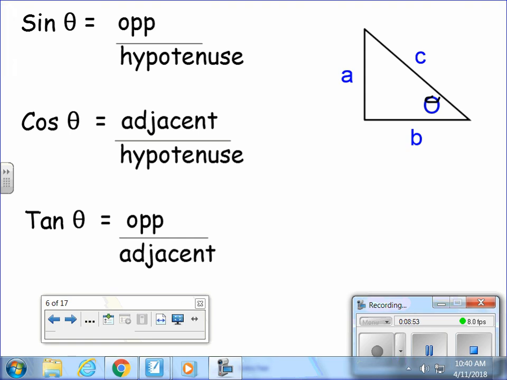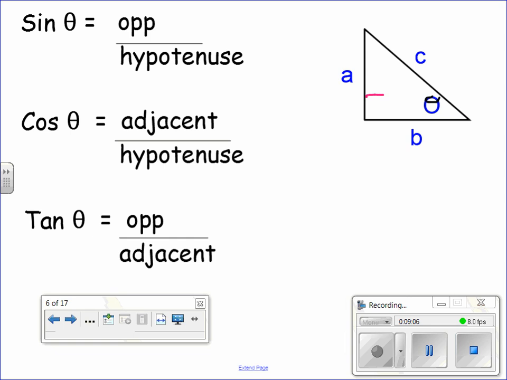So sine is opposite over hypotenuse, cosine is adjacent over hypotenuse, and tangent is opposite over adjacent. And the key here is you only want to do this stuff when you have a right triangle. If you have a non-right triangle, you can't do this stuff. You have to use other formulas that we'll learn about later in the chapter, like the law of cosines and the law of sines.